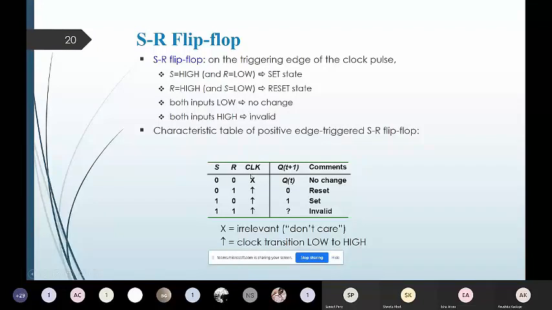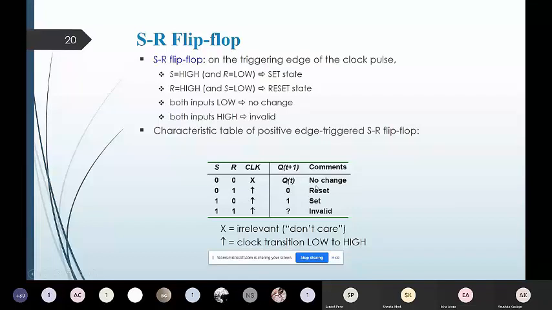Whatever may be the clock value, if both flip-flop inputs S and R are 0, then the next state of Q will be the previous state only. That means when the clock is not considered but the S and R inputs are 0, no change will happen in the flip-flop state.